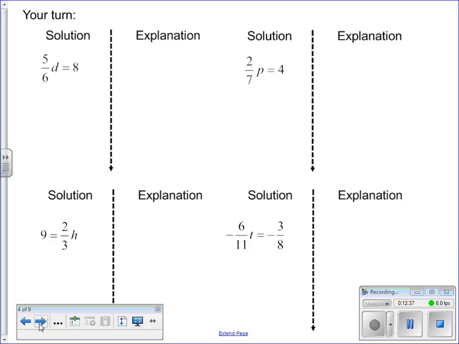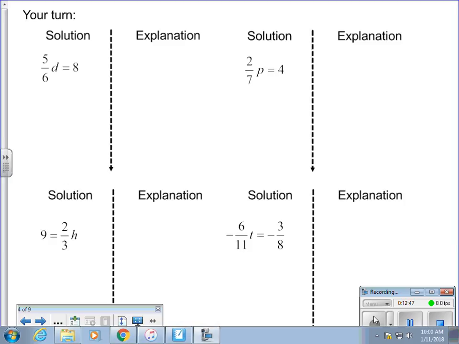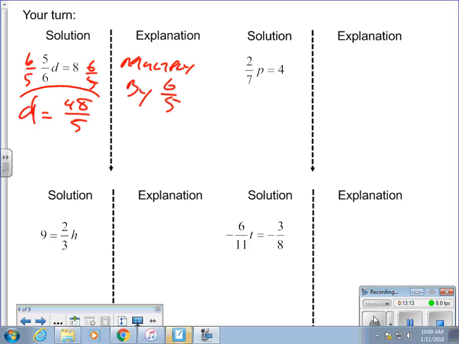It's your turn. Do these 4. And please do write out in words what your steps are. Okay? Everybody's done. Okay, so the first one. Multiply by what? 6 fifths. I get d equals, and there's no reducing on this one, so that's 48 fifths.